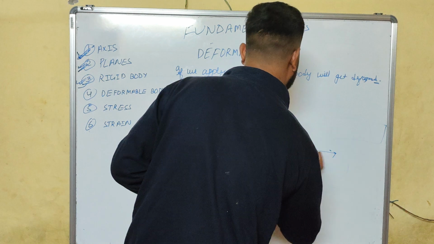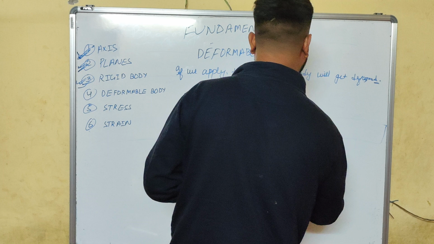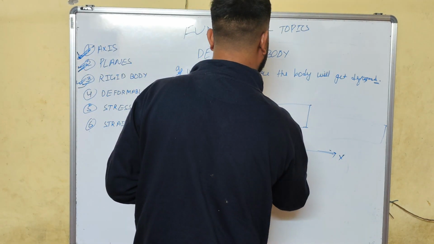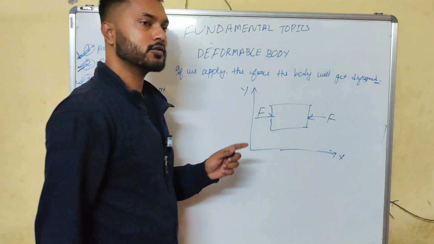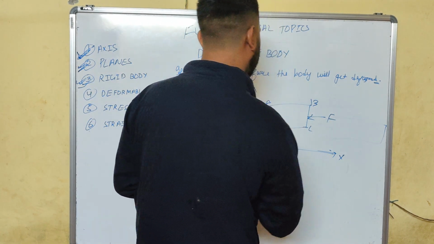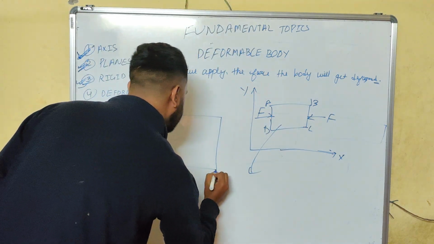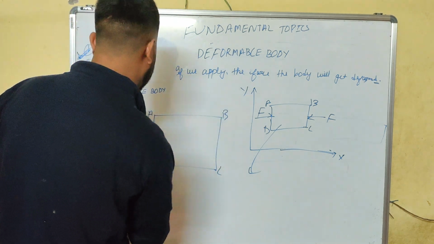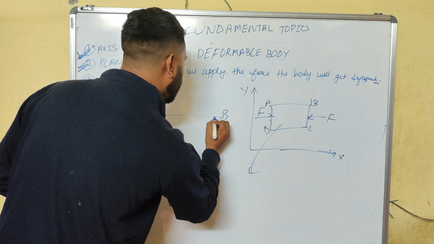Such type of body, suppose we have a lamina in the XY plane. Suppose this is the body we have. Suppose I applied an F force here and another F force here. So this was the initial dimension of the body, A, B, C, D. Let me extract out this body here in a bigger size, so that it will be easy to understand. This is A, B, C and D. Now clear? So if we apply the force, then what will happen? This body will get deformed.